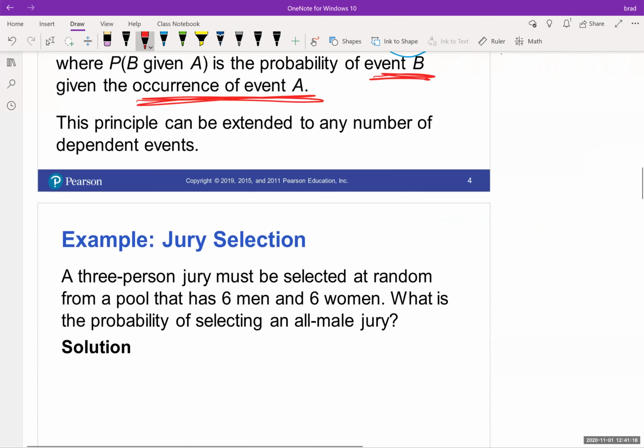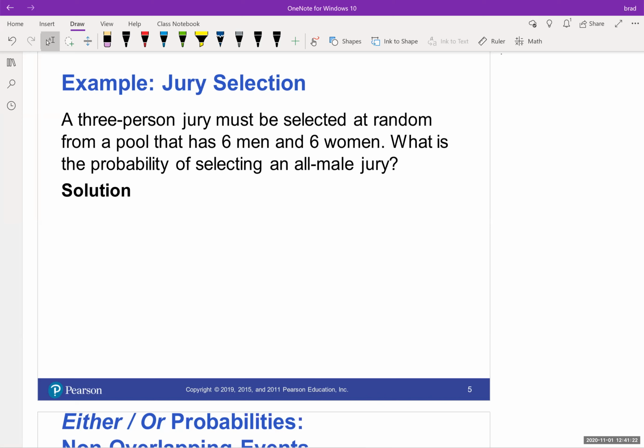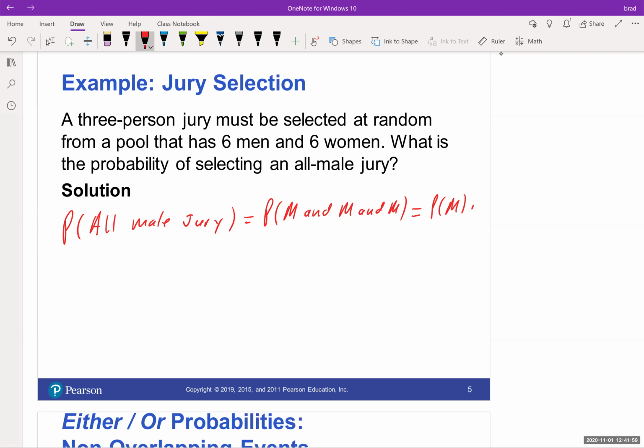So let's move on. Example of jury selection. A 3-person jury must be selected at random from a pool that has 6 men and 6 women. What is the probability of selecting an all-male jury? Let's write that out: probability of all male jury. What does that look like in terms of notation? Probability of male and male and male. That means we're going to select 3 people. There are 12 people to select from, 6 men and 6 women. So this is actually probability of male times probability of male times probability of male, if it were independent.